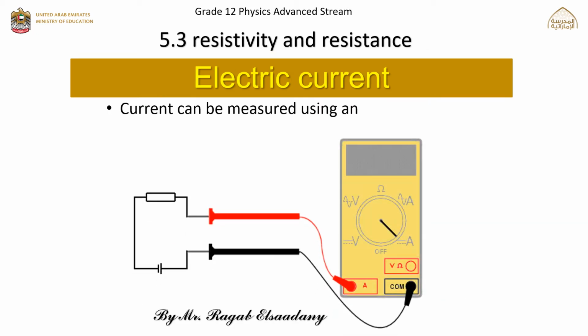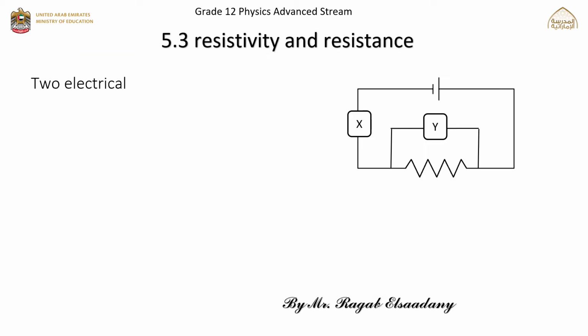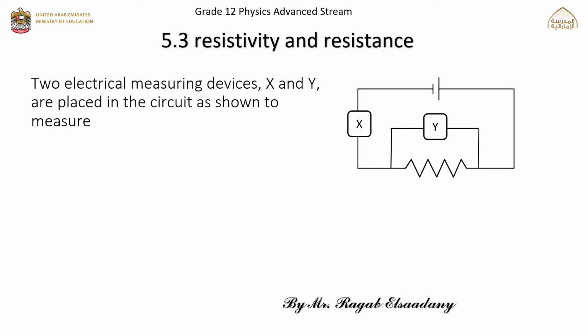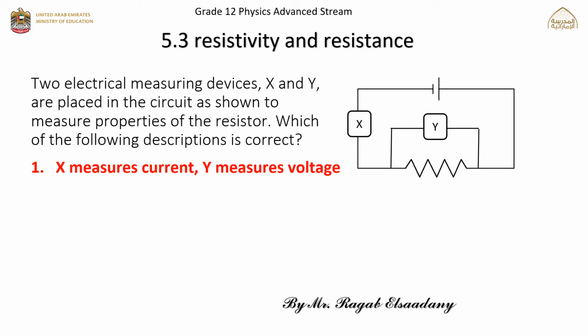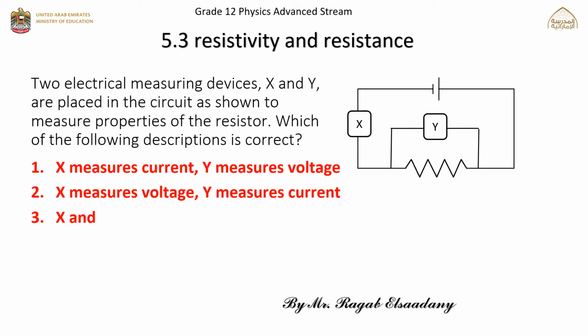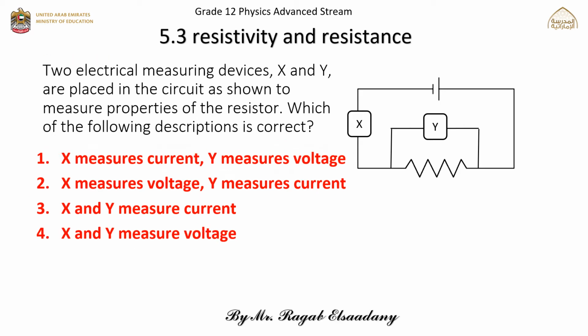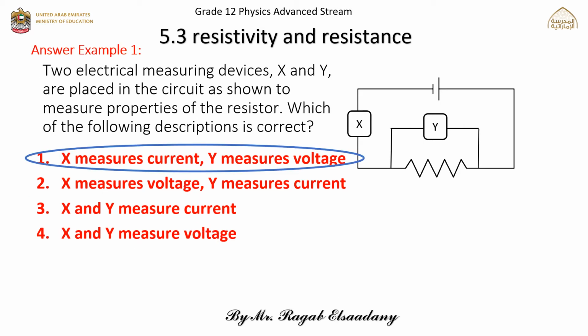Current can be measured using an ammeter. Two electrical measuring devices, X and Y, are placed in the circuit as shown to measure properties of the resistor. Which of the following descriptions is correct? X measures current and Y measures voltage. X measures voltage and Y measures current. X and Y measure current, or X and Y measure voltage. Yes, the answer is X measures current and Y measures voltage.